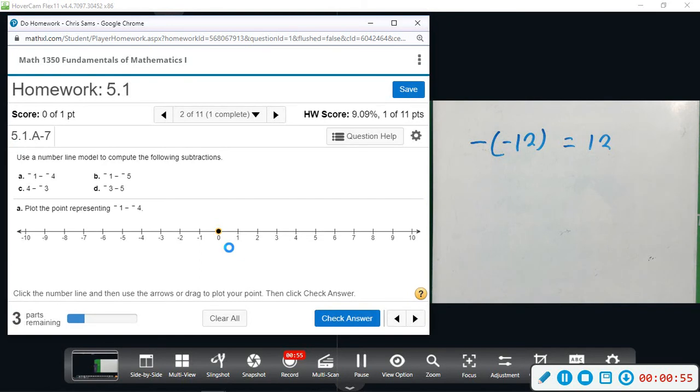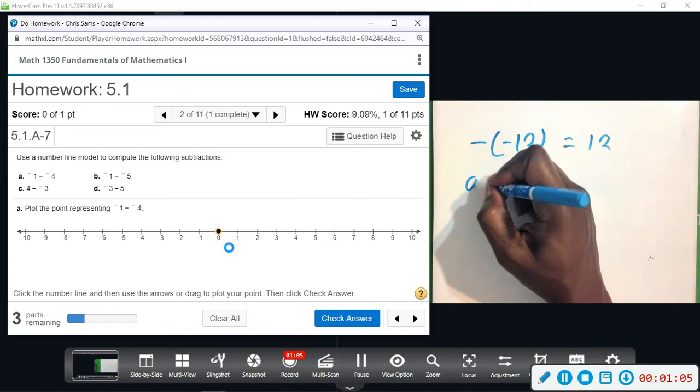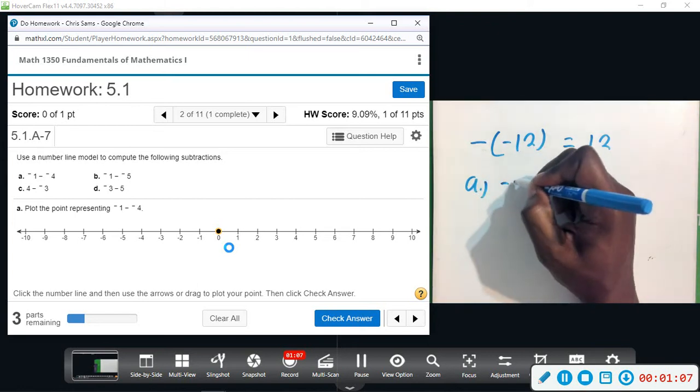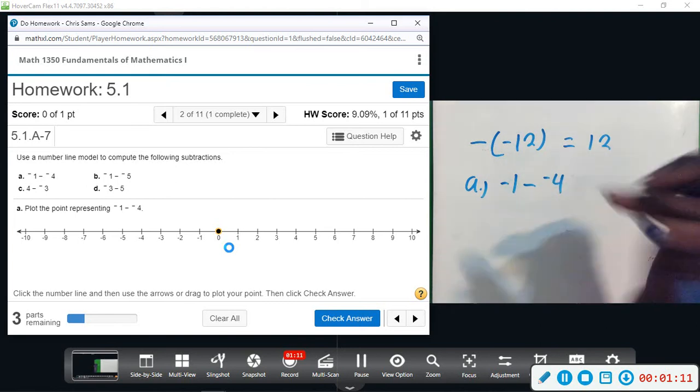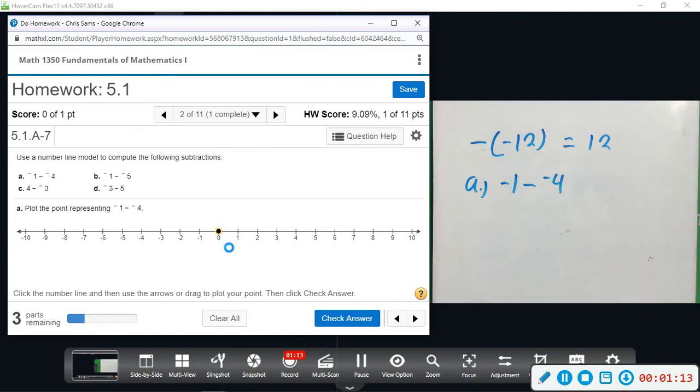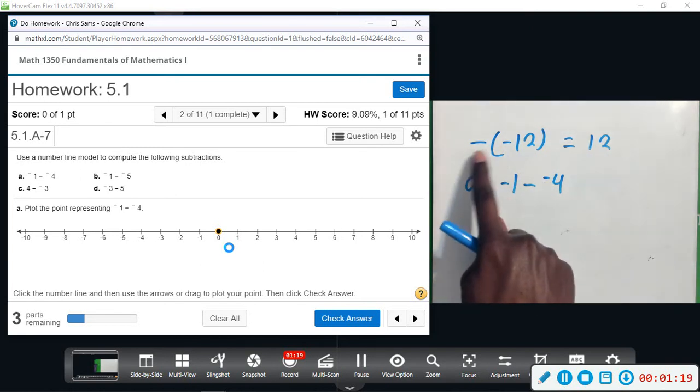Alright, number 2, we have 4 parts. We want to plot the point representing each of the following computations. So A has -1 minus a -4. There's a difference between a minus and a negative. Usually the minus is set lower, the negative's up higher. But it does the same thing as seeing double negative.